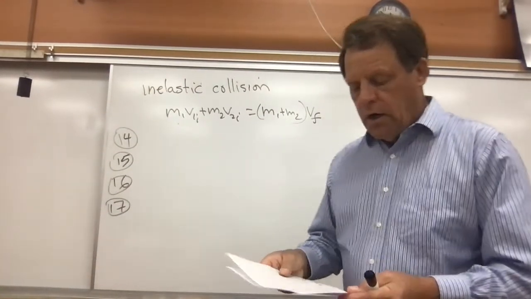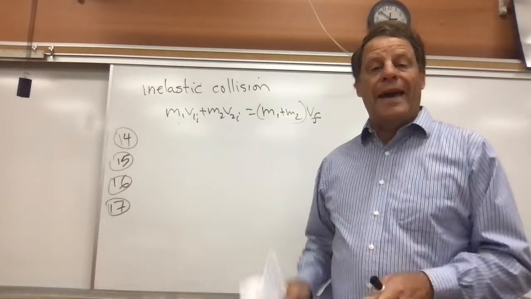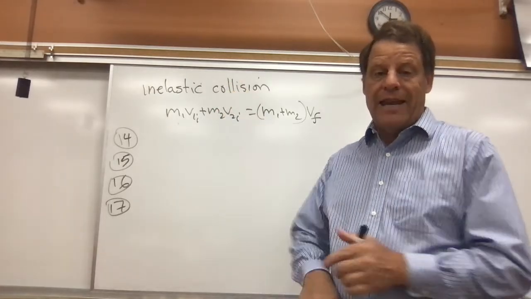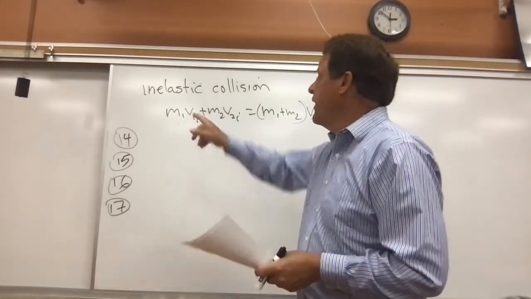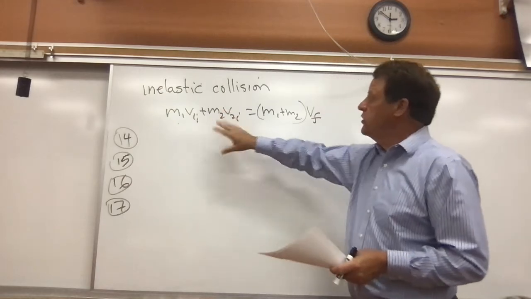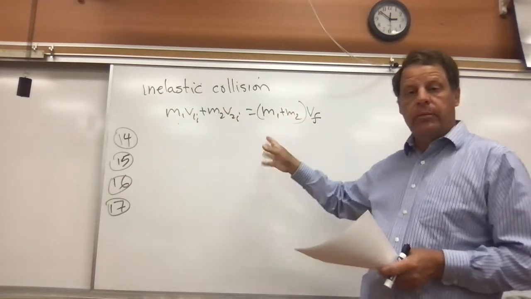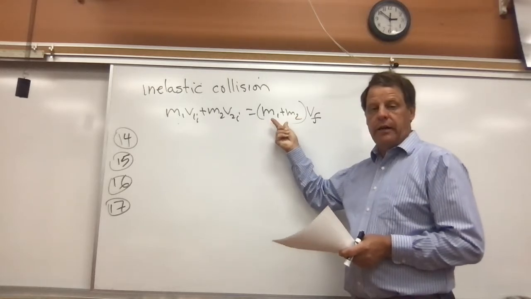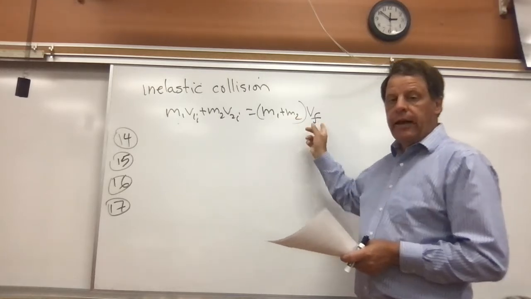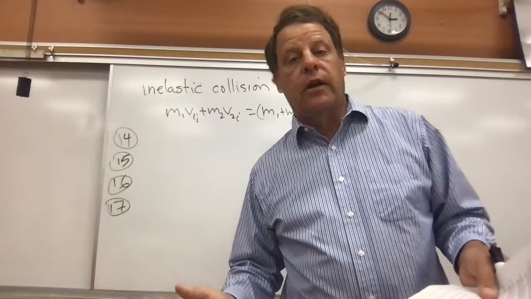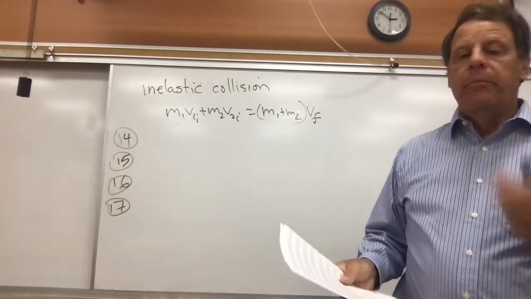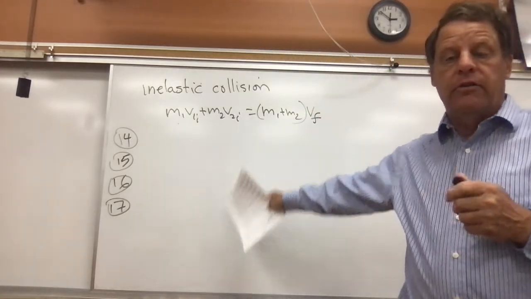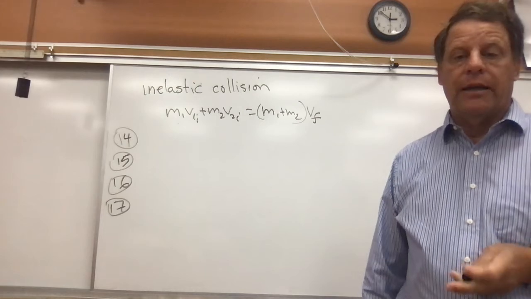Okay, for our next 4 questions, we have an inelastic collision. And in an inelastic collision, we're going to have M1V1 plus M2V2 initial is equal to M1V1 final plus M2V2 final. But because they hit and stick, we can combine the two masses together, and their final velocity, if they're stuck together, is obviously the same. So this makes it a very simple calculation.